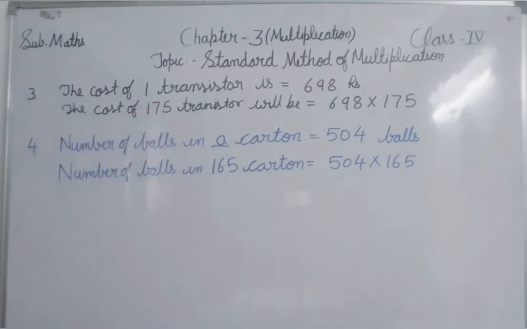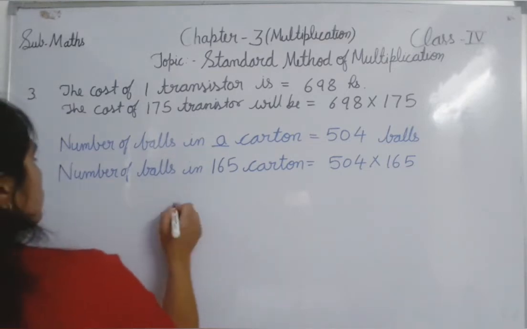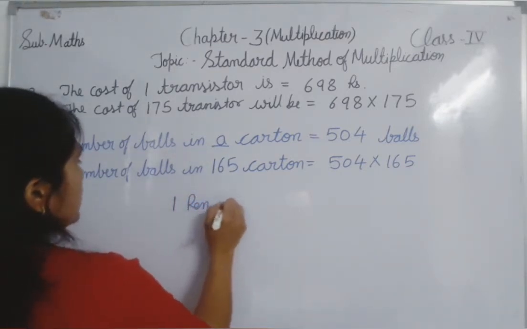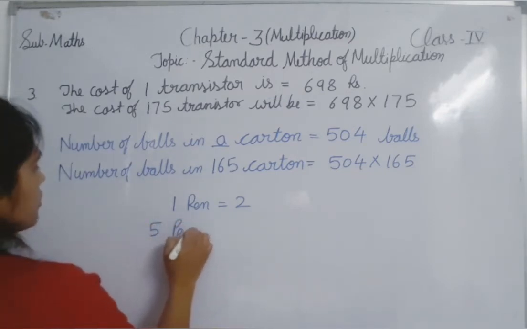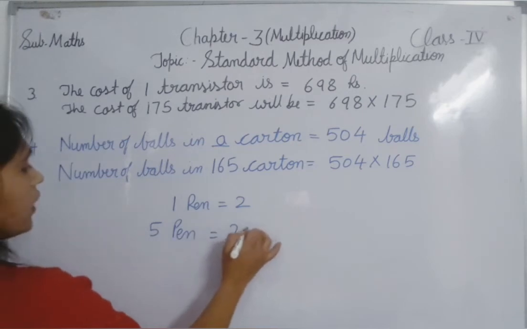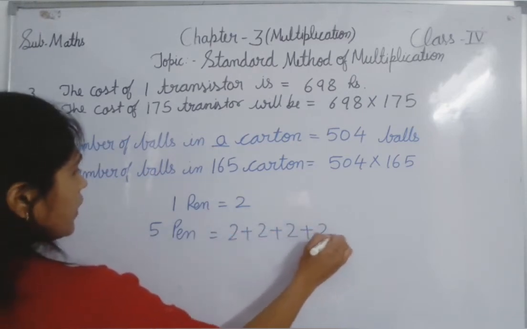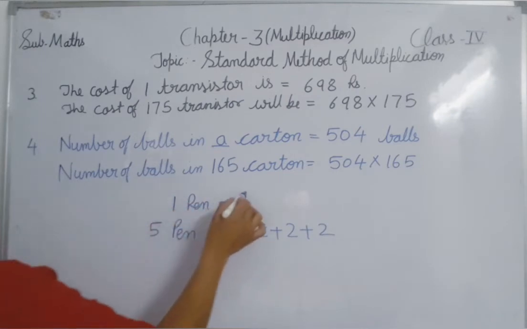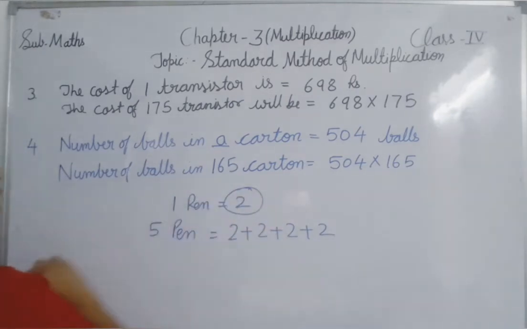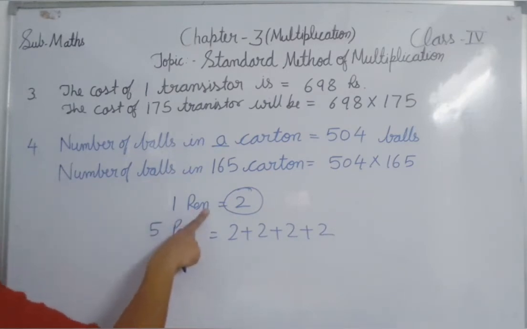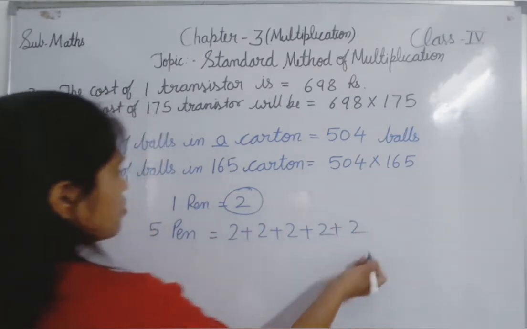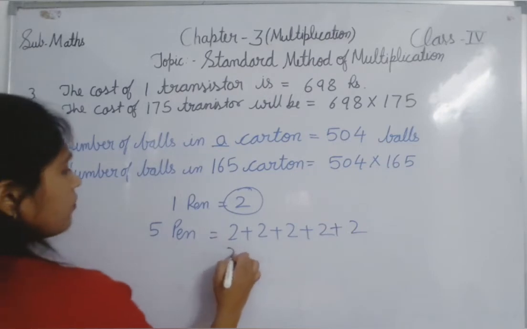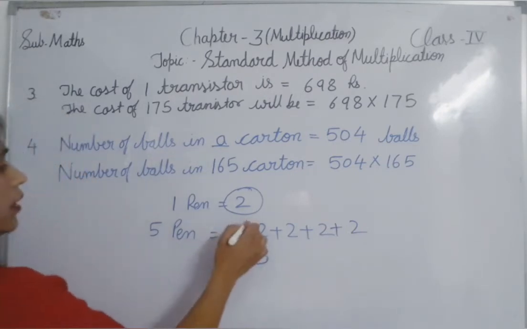For this, let's take one simple example. If I am saying the cost of one pen is equal to 2 rupees, and now I am saying tell me the cost of 5 pens, what will you do? 5 times you will add this. If you know the cost of one pen is 2 rupees, and I ask the cost of 5 such pens, you will add it 5 times. What does repeated addition mean? It means you are doing multiplication.